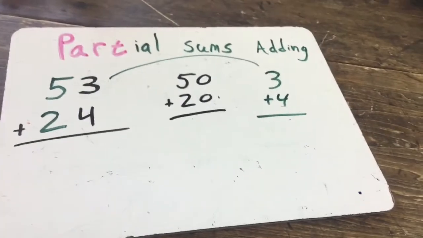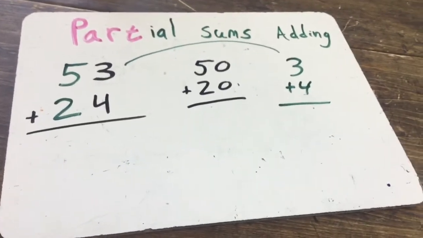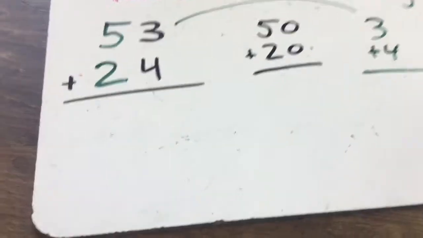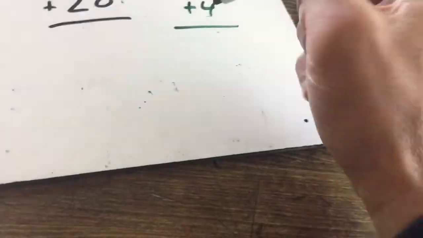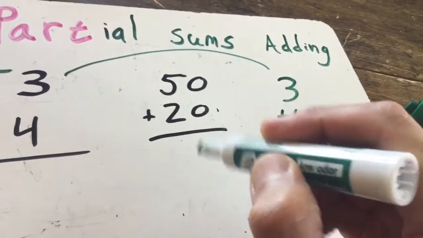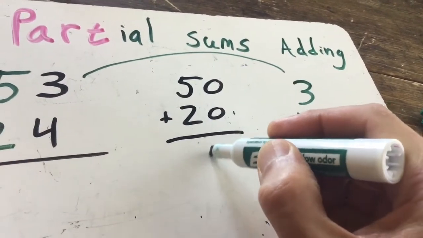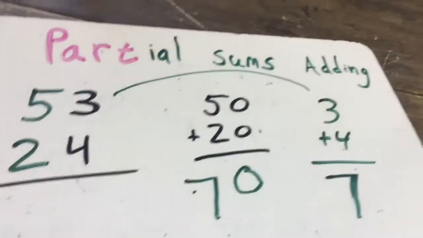Okay, so now what I do is solve each one individually. So let's do that together. And again, it's always okay to get help. 3 plus 4, that's 7. 50 plus 20, well, 0 and 0 is 0. 5 and 2 is 7, so that's 70, right?